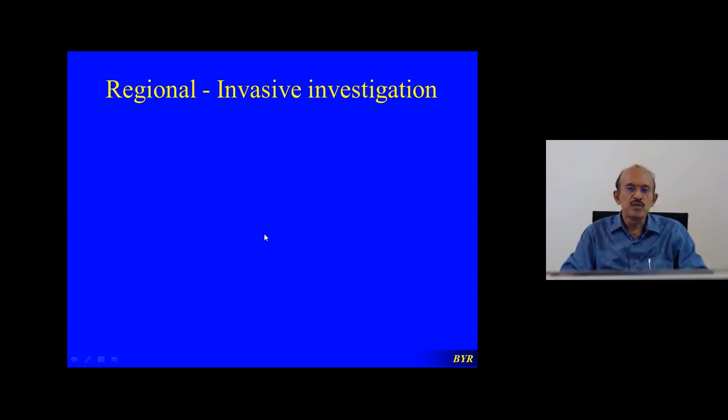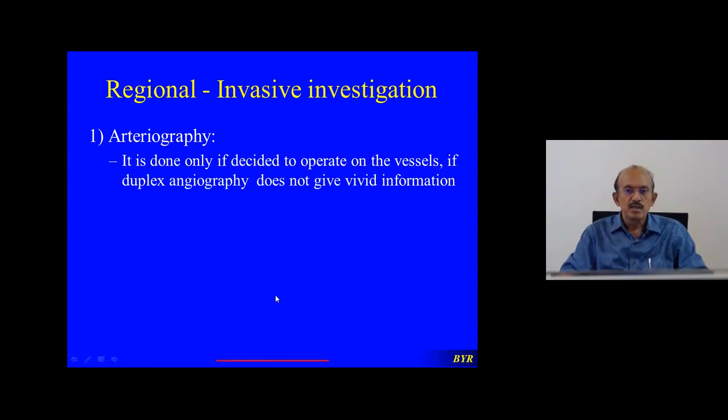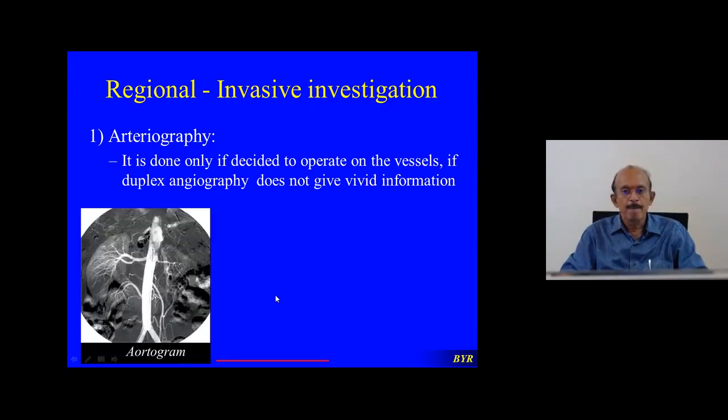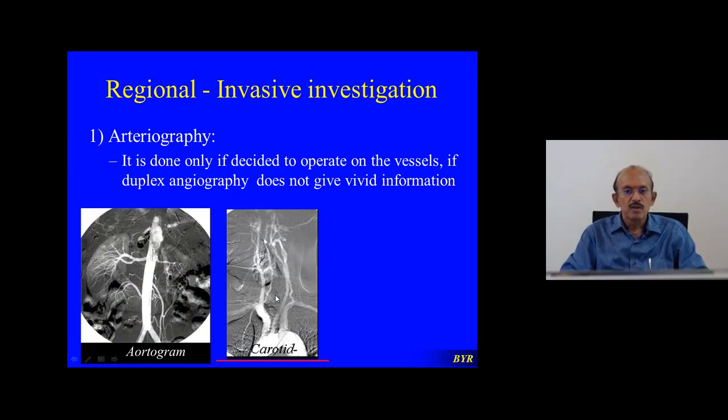Now the invasive investigations, arteriography. It is done only if decided to operate on the vessels, if duplex angiography doesn't give vivid information. So this is an example of an aortogram. That means directly injecting radio-opaque dye into the blood vessels and taking the X-ray. This is the arteriography.